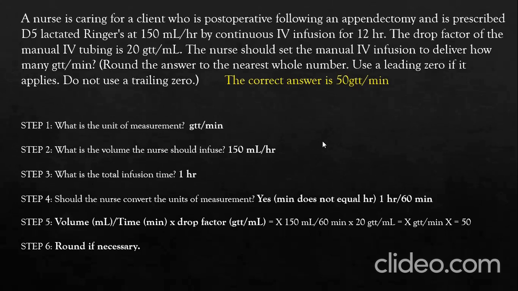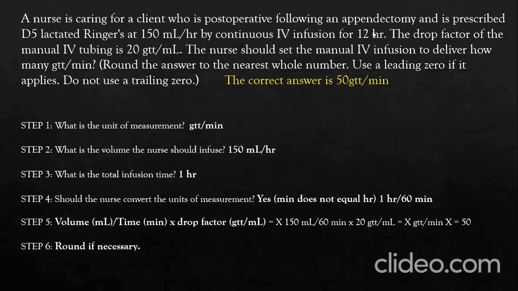So I'm going to divide 150 just by that 1 hour, by that 60 minutes, and that's going to give me 2.5. So now I know it's 150 mLs an hour, but it's 2.5 mLs per minute. Now I know it's 20 drops per ml. I just need to figure out how many drops per minute, right? So 2.5 mLs per minute times 20 is going to be 50.